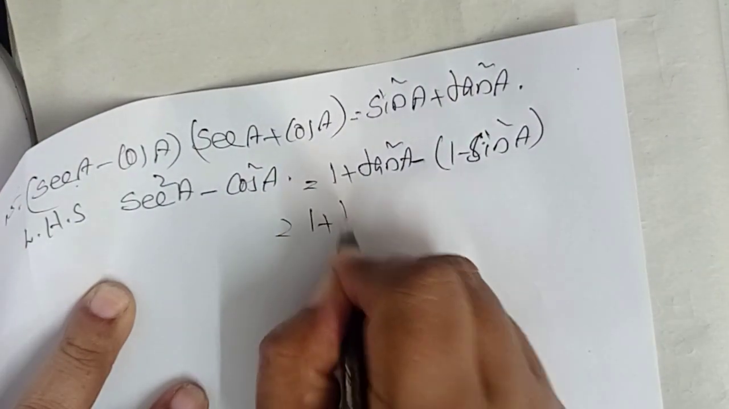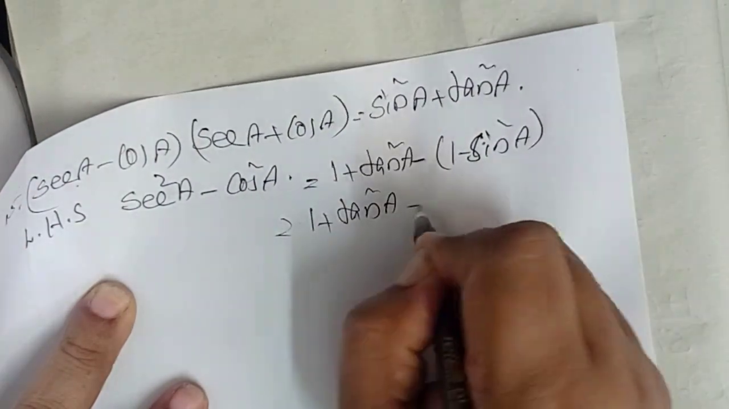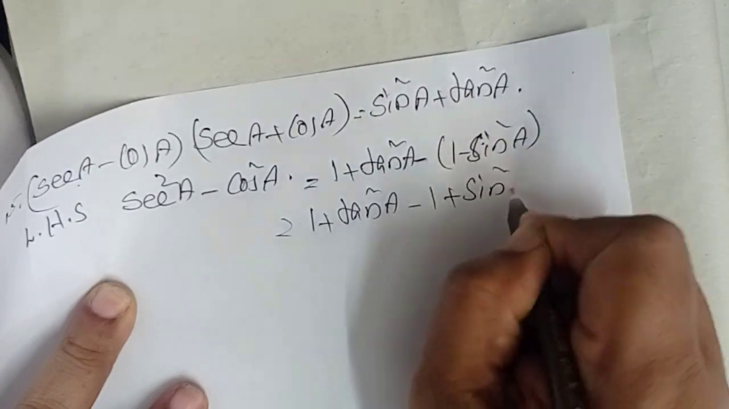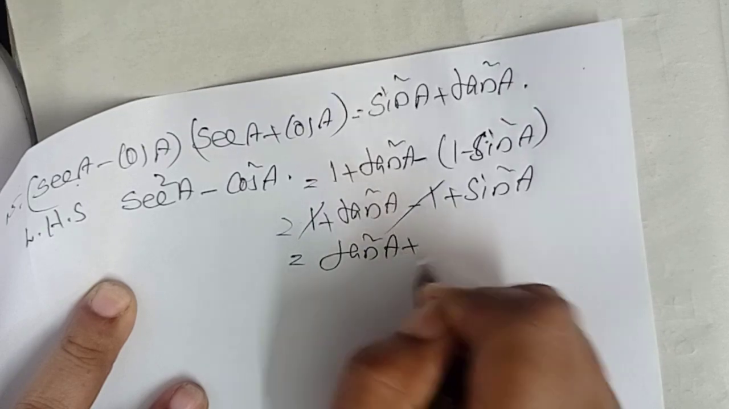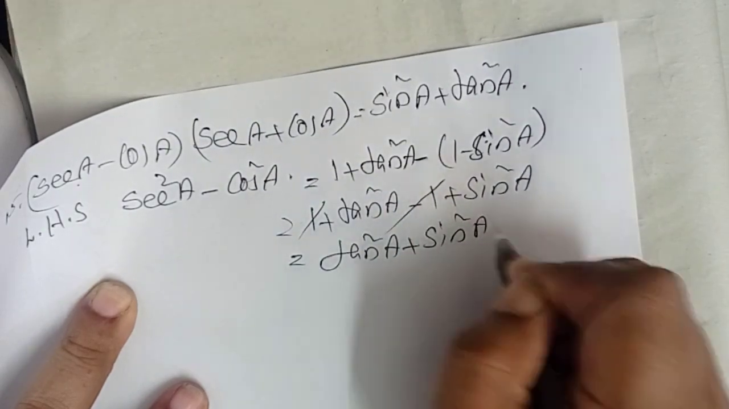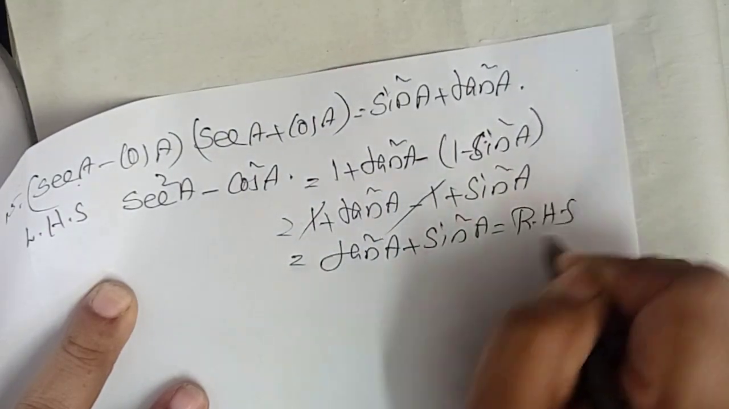That is 1 plus tan square A minus 1 plus sin square A. Plus 1 minus 1 cancel. Tan square A plus sin square A. That is the RHS.